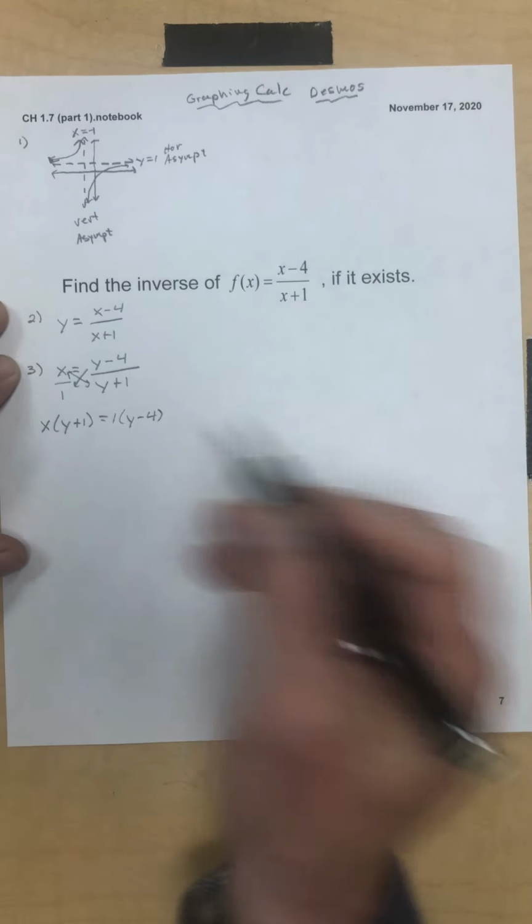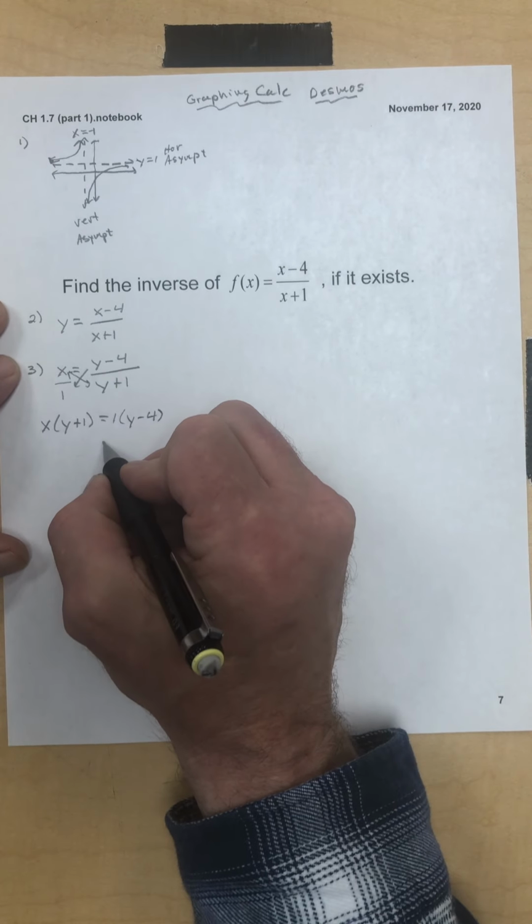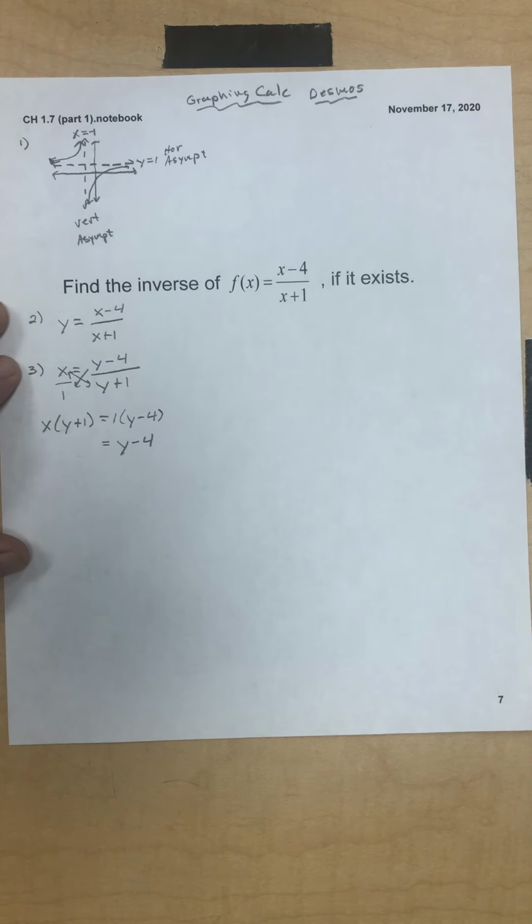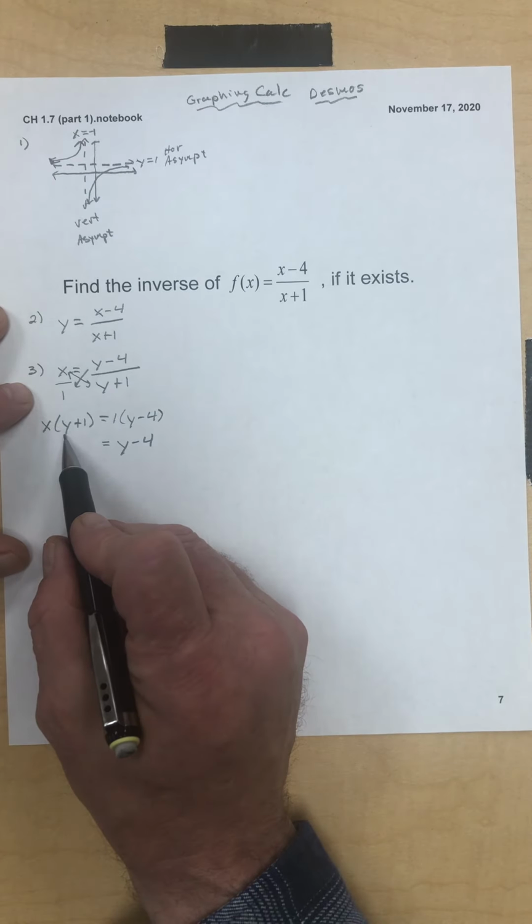Like that. And obviously 1 times y minus 4 is just y minus 4, like that. Okay, now I have to isolate y. That's what I need to do. So I have to get at this y.